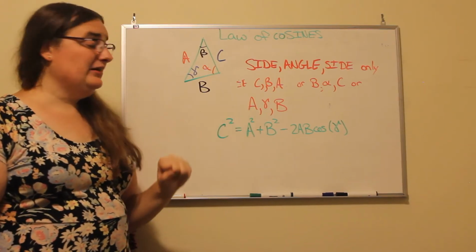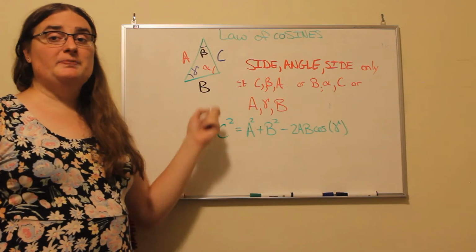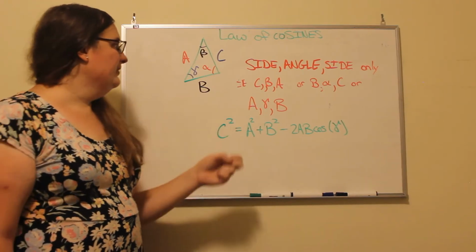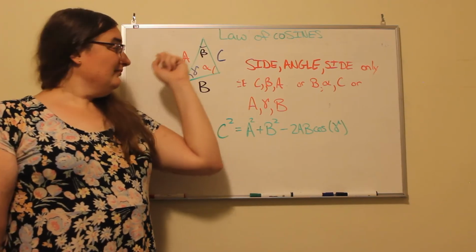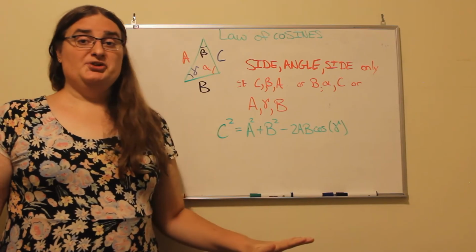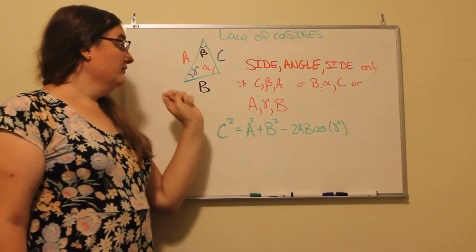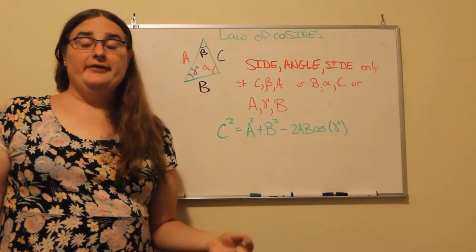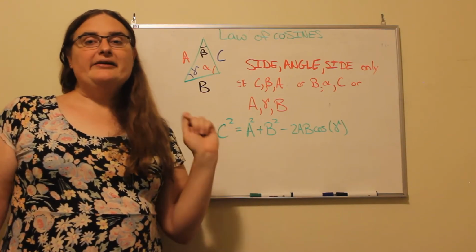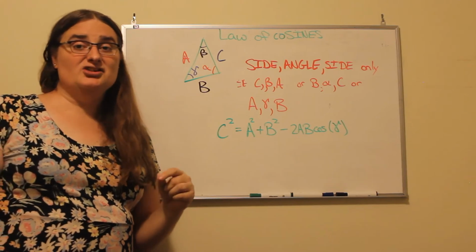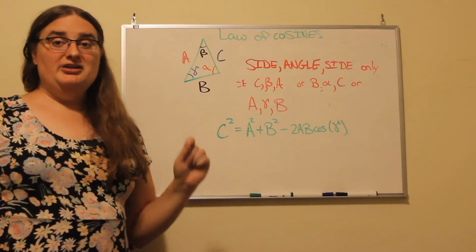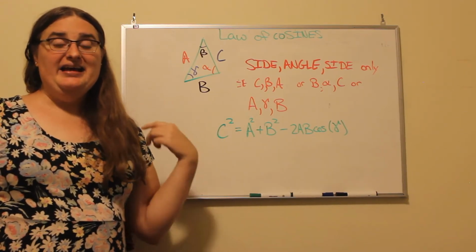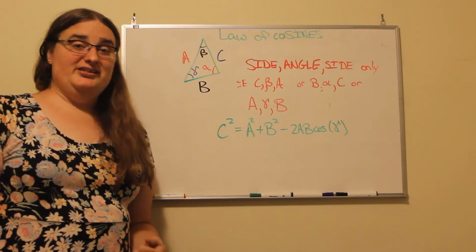And I'm going to write out the law of cosines for this third pairing, A, gamma, B, because these labels are 100% arbitrary. And the law of cosines starts off looking like the Pythagorean theorem, because the Pythagorean theorem is the law of cosines when the angle between your opposite and adjacent side happens to be 90 degrees.